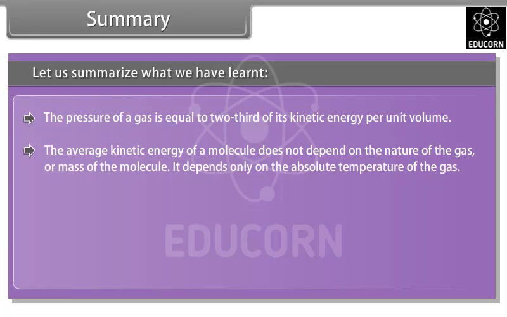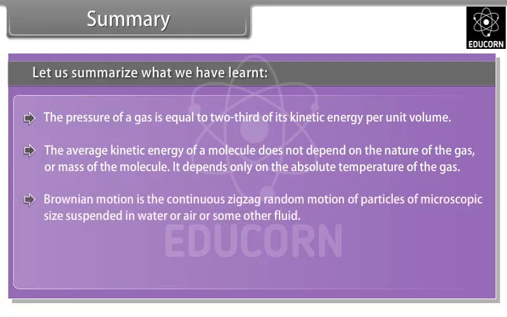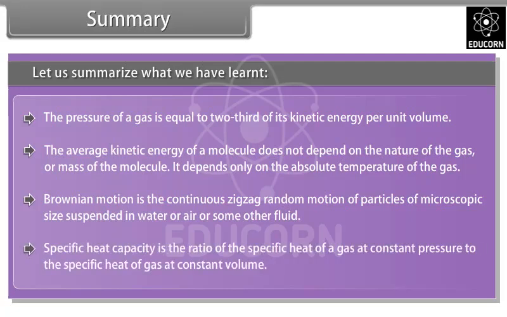Brownian motion is the continuous zigzag random motion of particles of microscopic size suspended in water or air or some other fluid. Specific heat capacity is the ratio of the specific heat of a gas at constant pressure to the specific heat of gas at constant volume.